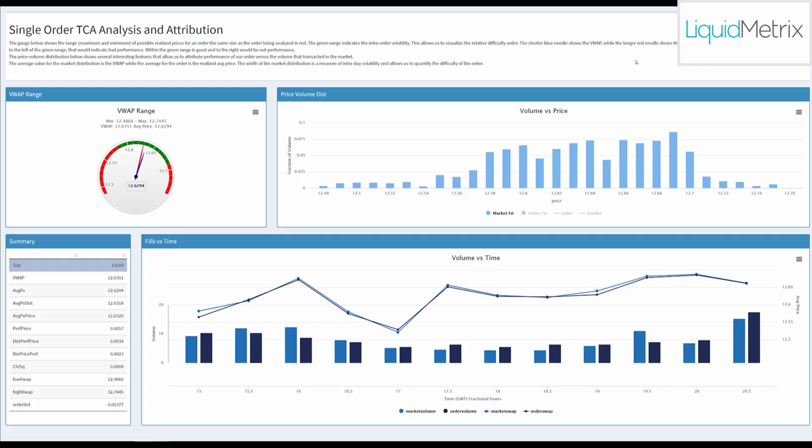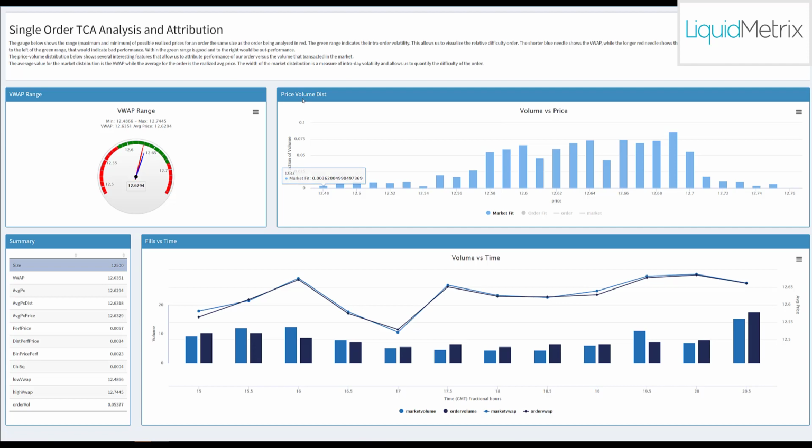Have you ever wondered why your order price deviated from the VWAP benchmark? If so, stay tuned here. I've got a short presentation describing a tool that we've built at Liquid Metrics which will attribute your performance versus a VWAP benchmark. So let's take a look at the tool.